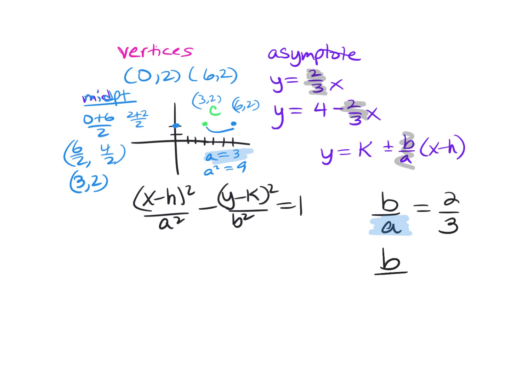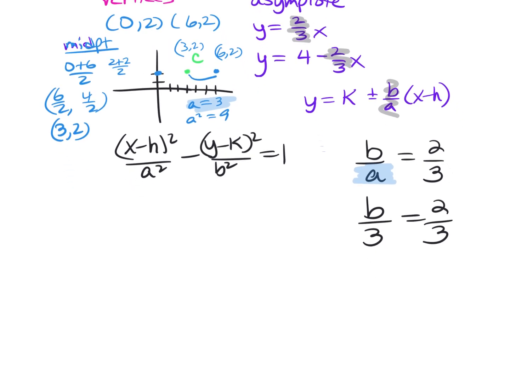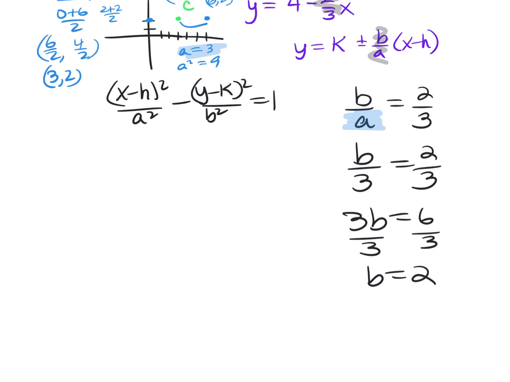So now b over 3 equals 2 over 3. Now I can already see that my b is going to be 2. It wasn't a simplified fraction, but if you go ahead and solve the proportion, you get 3b equals 6, divide by 3, and b equals 2. So b squared is going to equal 4.